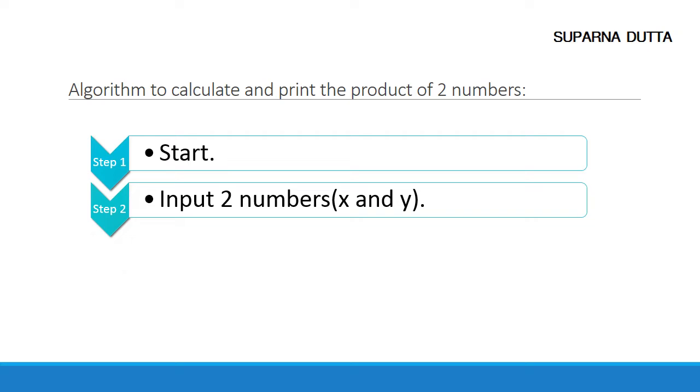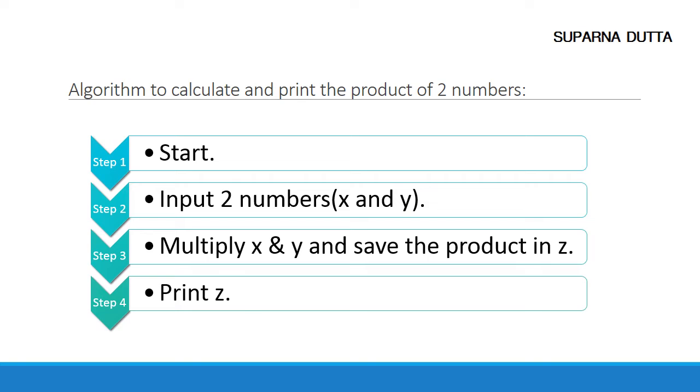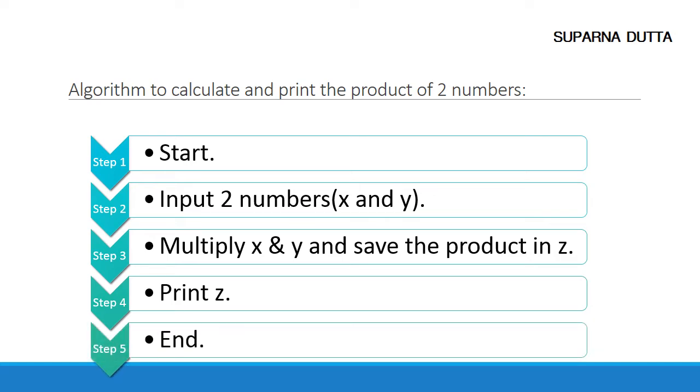Then when I get those two numbers, my next step will be to multiply x and y and then save the product in z. Z is a third variable I have taken to store the product. Now once we have found the product, my last step will be to print z, that is, print the product. So after we are done with it, I will finish the algorithm with end.